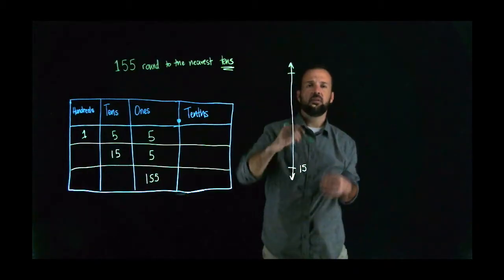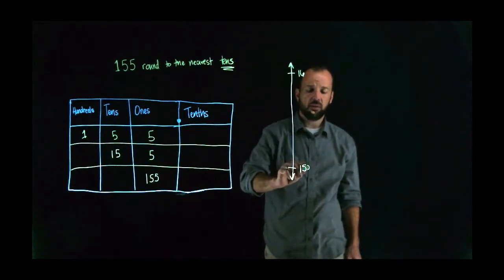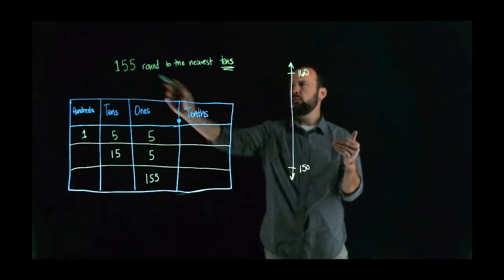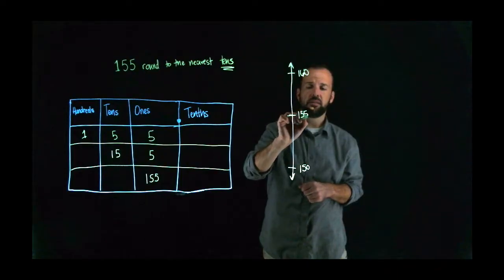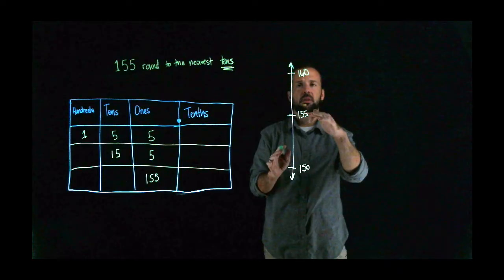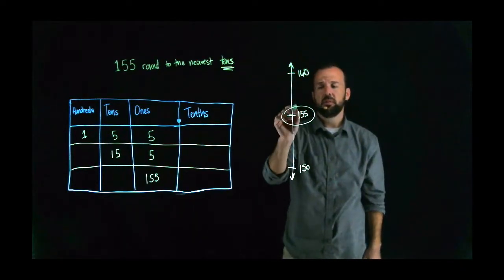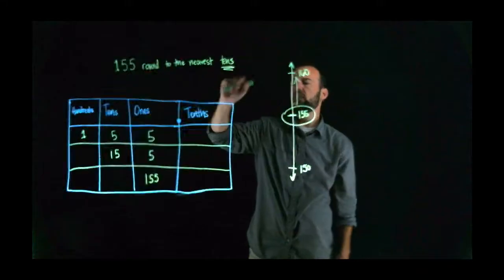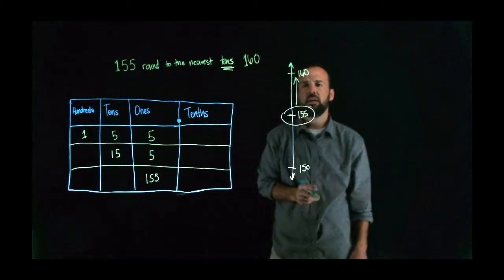15, and then if I was counting by tens, 16 tens would be my next one, right? Or 150, 160, okay? And I have 155, which is actually smack dab right in the middle, okay? 155 is right in the middle of 150 and 160. So since I'm in the middle, I'm actually going to round up to 160. So 155 rounded to the nearest tens is going to be 160. All right, easy enough there.